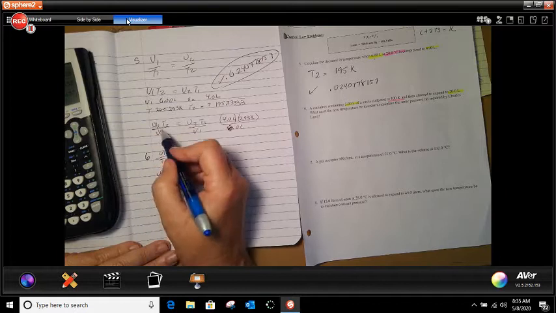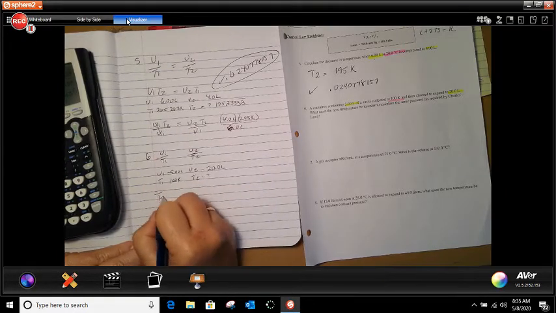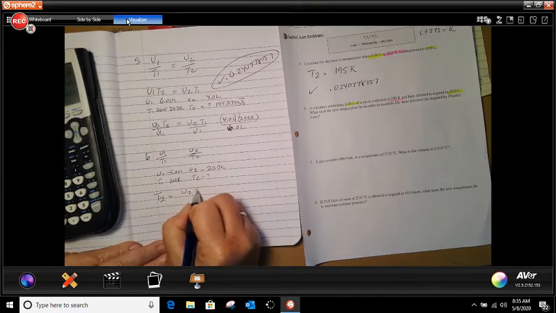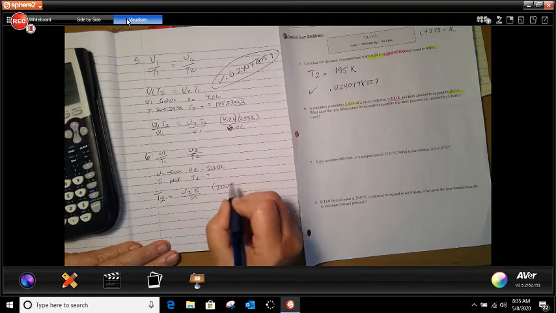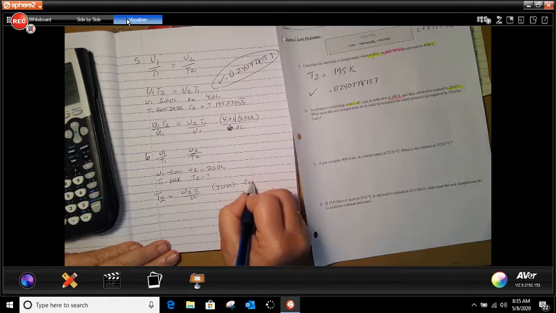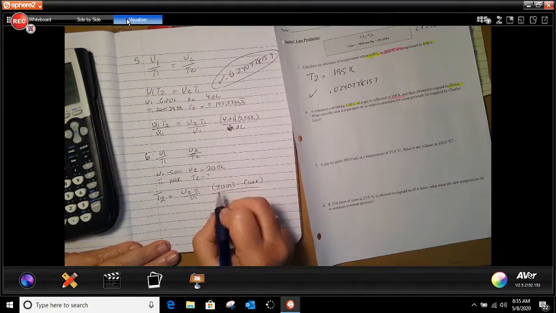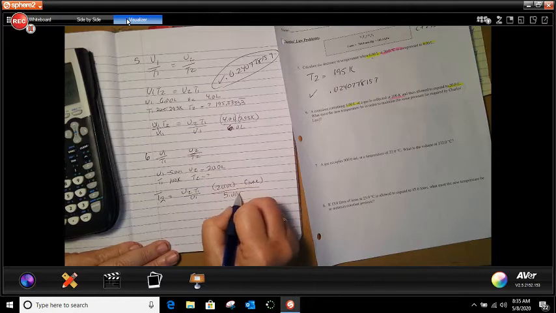So we have it up here already, so I'm just going to do that. T2 equals V2 T1 over V1. Plug it in. My V2 is 20 liters. My temperature one is 100 Kelvin. And my volume is 5.00 liters.